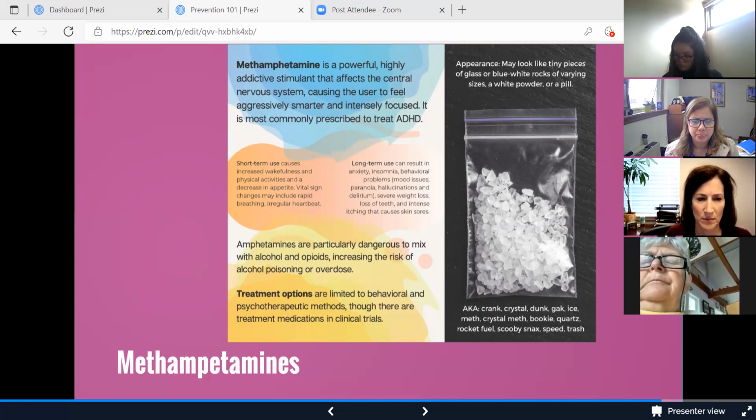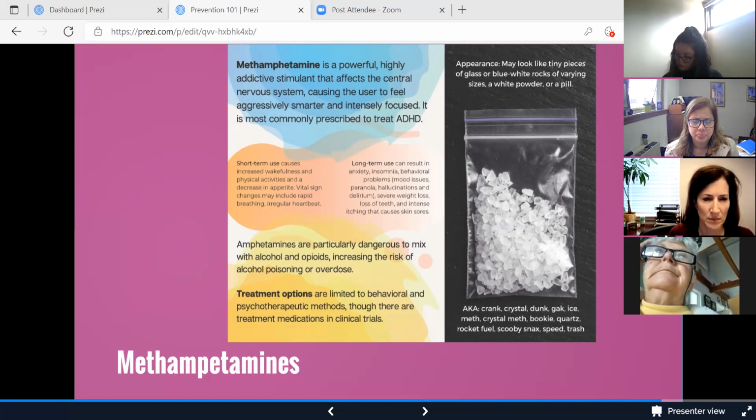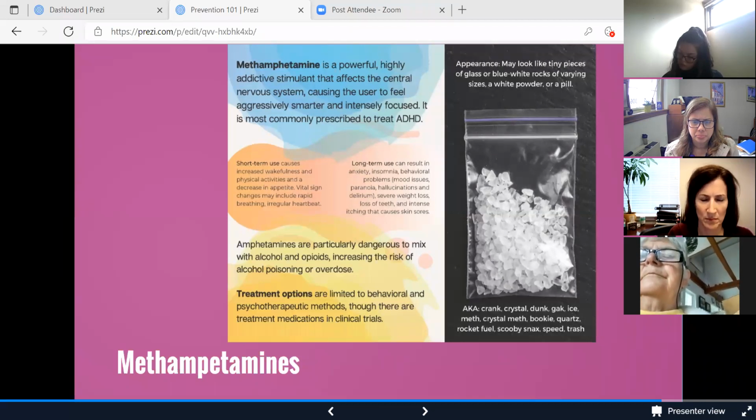Right now, treatment options for methamphetamines are commonly going to be psychotherapeutic methods. However, there are treatment medications that are currently in clinical trials that are going to be used for treating methamphetamines. However, we're not there yet.